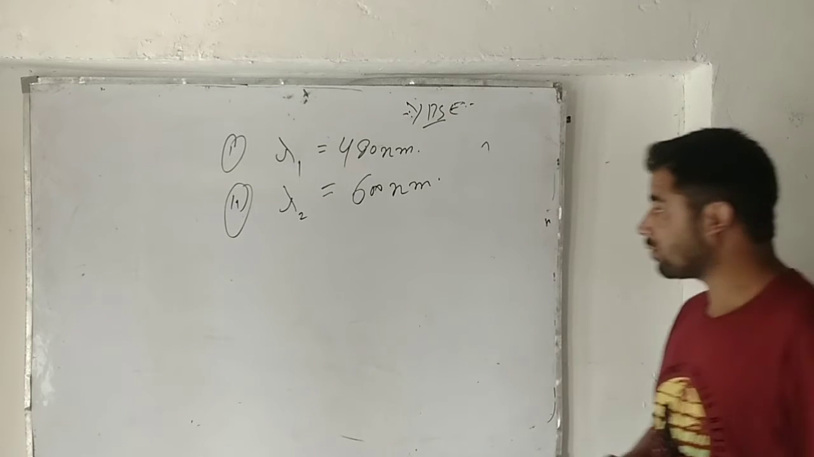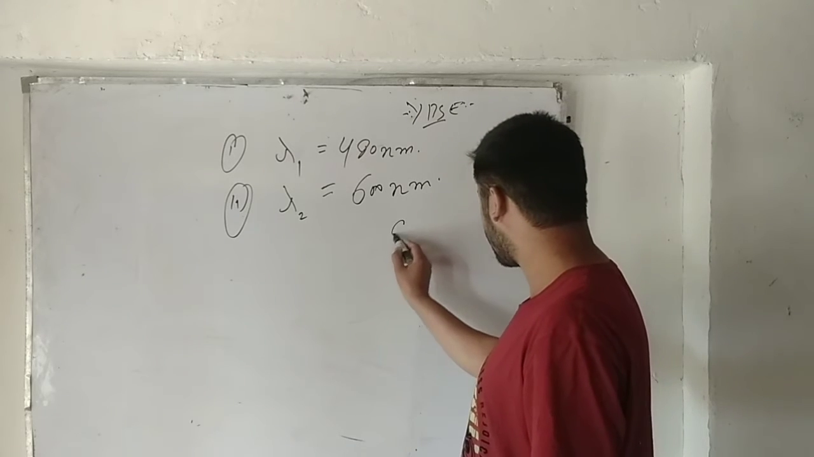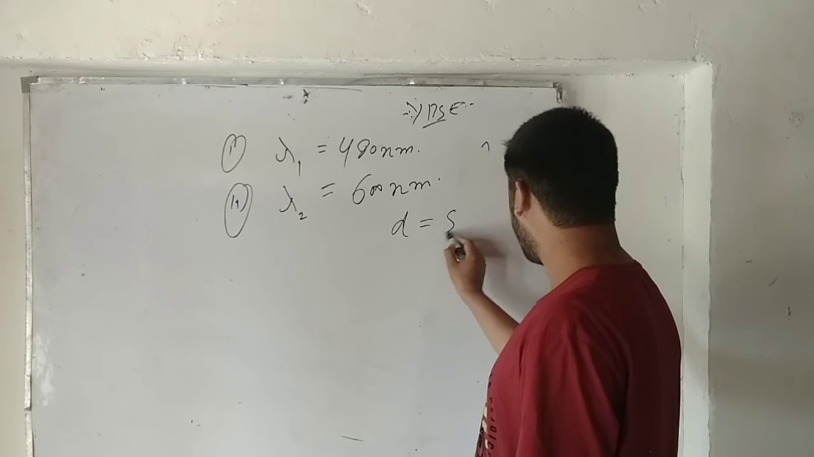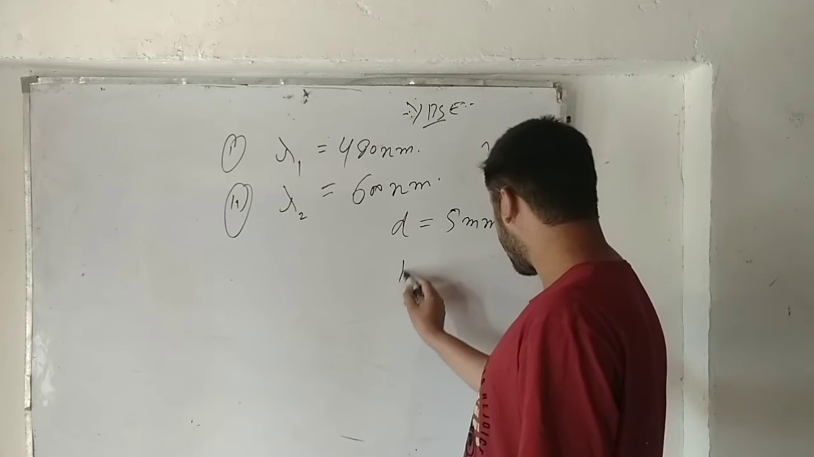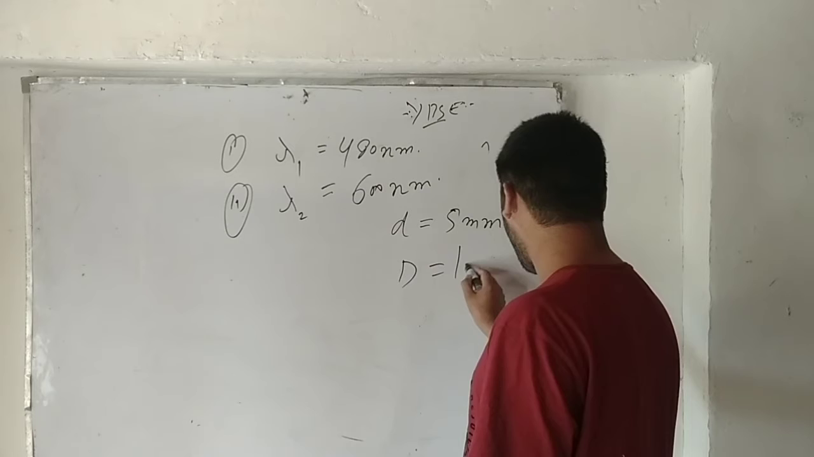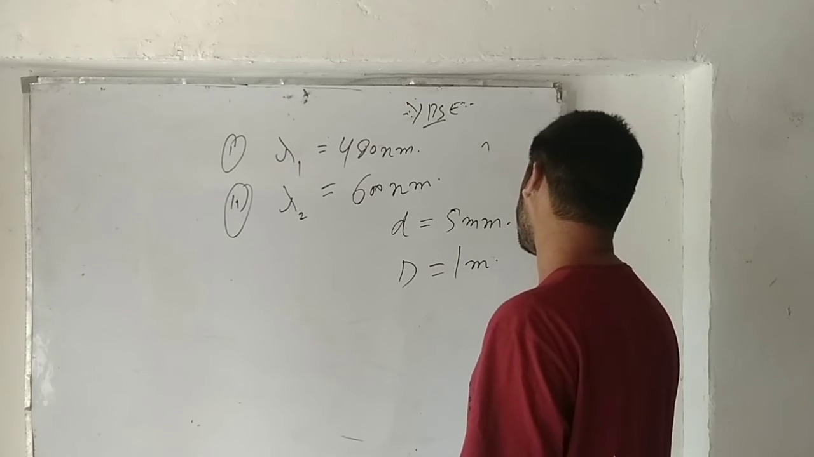In the Young's double slit experiment, the distance between the two slits is given as 5 millimeter, and the distance of the screen from the slits is given as 1 meter.